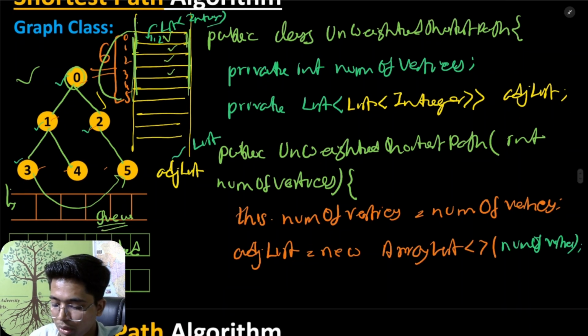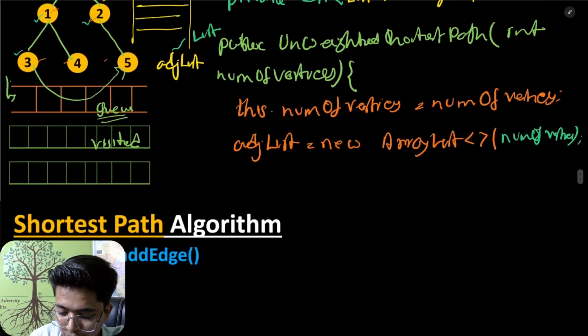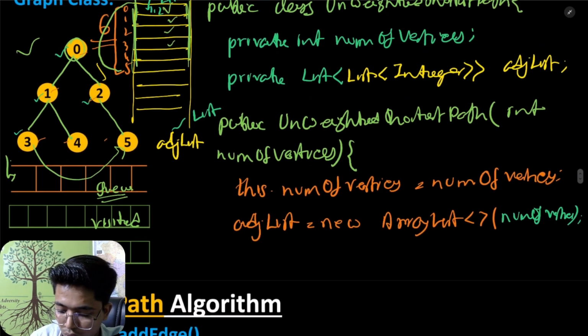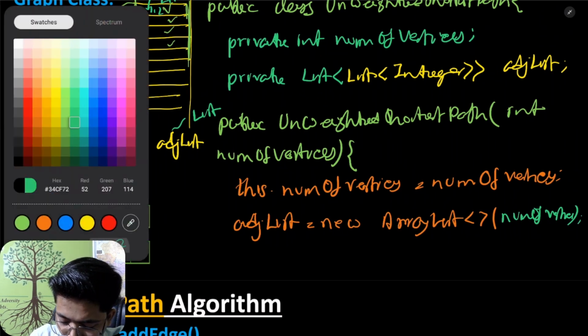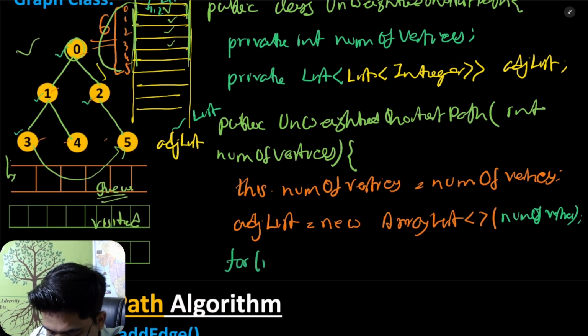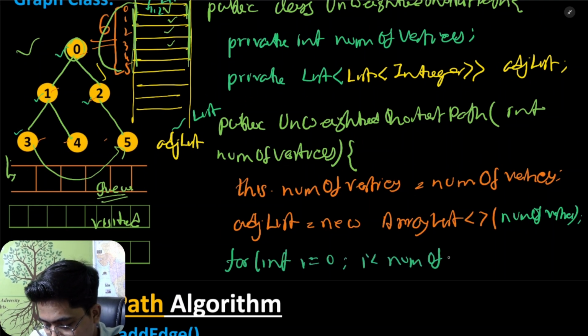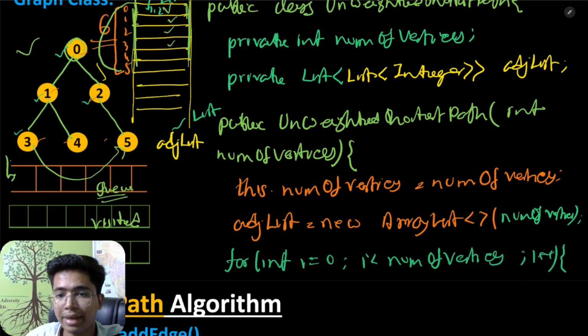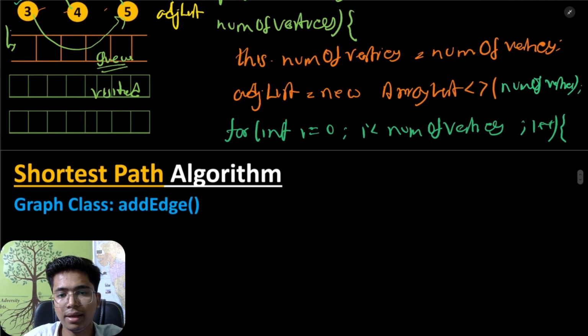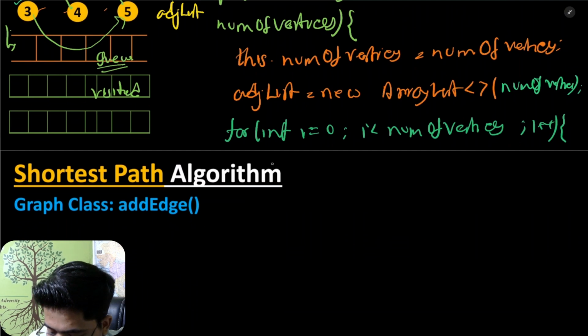So for that, if we simply run an algorithm to execute all those lines, it will work. So let's run a for loop to create all those things. For integer i equals 0, i less than number of vertices, and then i plus plus. In this for loop we'll be creating a new ArrayList for every entry of the adjacency list. So adjacency list dot add.